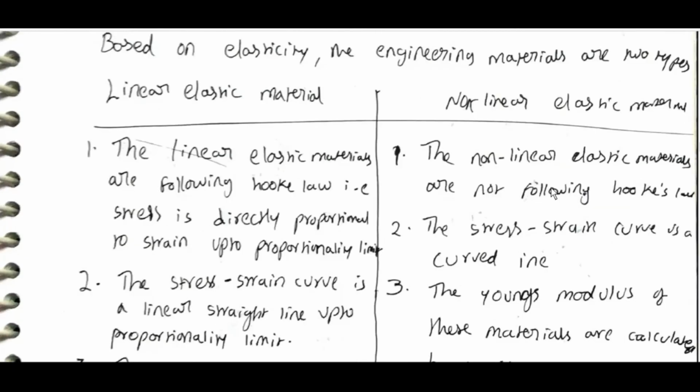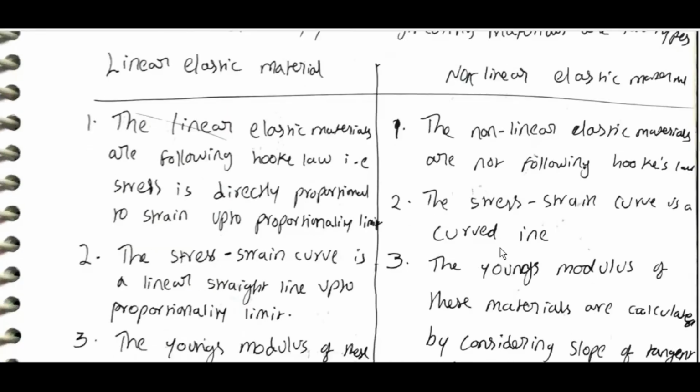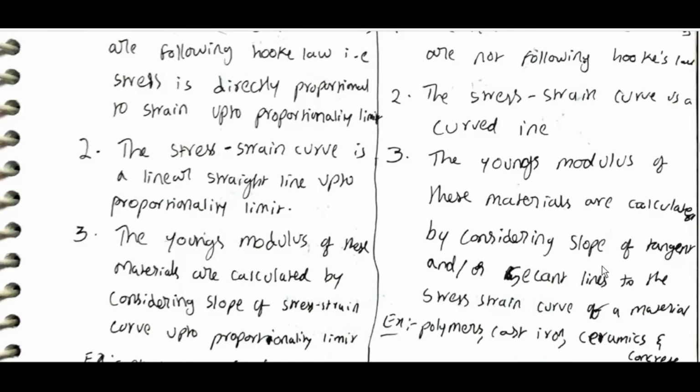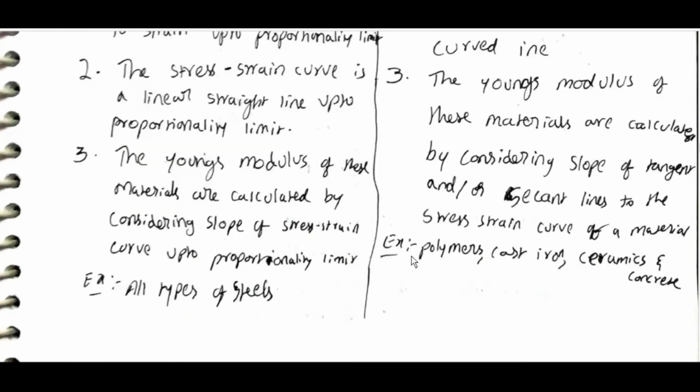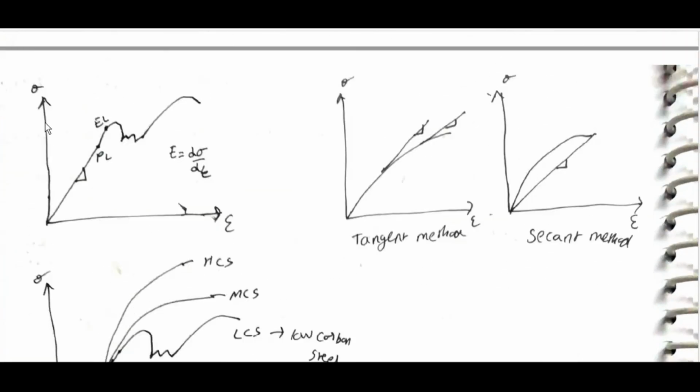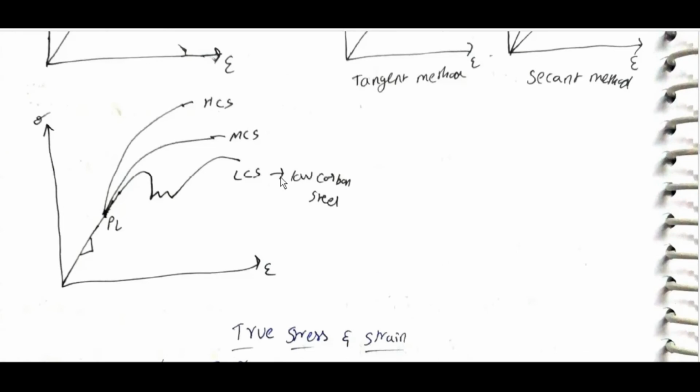Non-linear elastic material. The non-linear elastic materials do not follow Hooke's law. The stress strain curve is a curved line. The Young's modulus of these materials is calculated by considering slope of tangent or secant lines to the stress strain curve. Example: polymers, cast iron, ceramics, and concrete. Proportional limit, elastic limit: E is equal to d sigma by d epsilon. Tangent method: tangent is drawn and that slope is considered. Secant method: secant is drawn and that slope is considered.